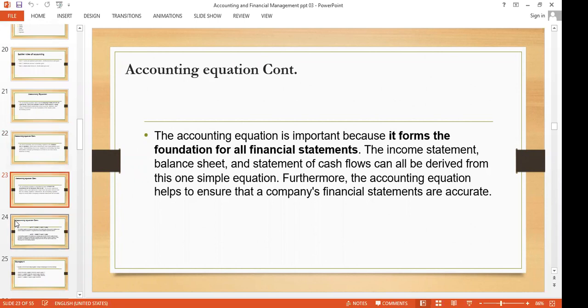The accounting equation is important because it forms the foundation of all financial statements. The income statements, balance sheet, and statement of cash flows can all be derived from this one simple equation. Furthermore, the accounting equation helps to ensure that the company's financial statements are accurate.